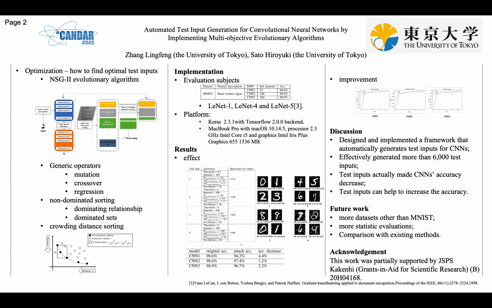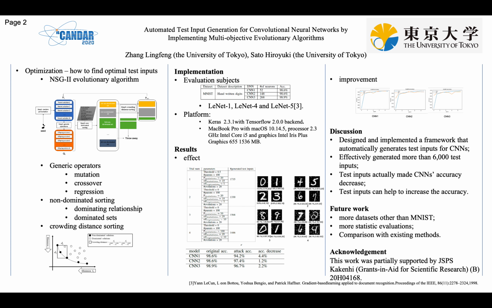We implement our algorithms for three image classification deep neural networks. And the dataset is MNIST, a set of handwritten digits. The three convolutional neural networks are LeNet-1, LeNet-4, and LeNet-5 respectively. They are different image classifiers with the same functionality.